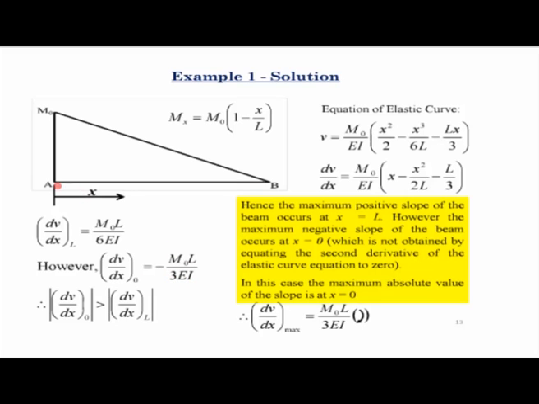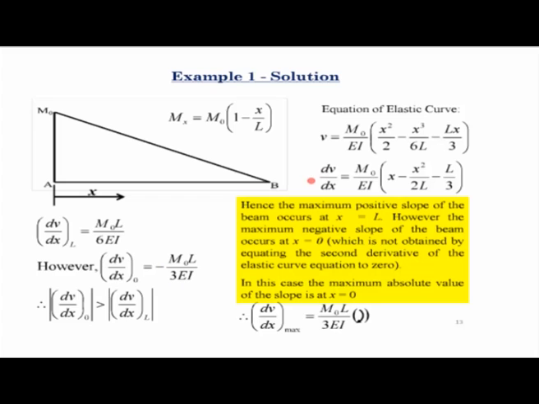So what does this indicate? This indicates that at this end, it has a negative slope, which means it is in the clockwise direction. And notice that the magnitude of the slope at this left end is higher than the magnitude of the slope at the right end. This is to remind you that you should always calculate the deflections or rotations at the support conditions, in addition to those you get from the equation of the elastic curve, in order to find the maximum deflection.